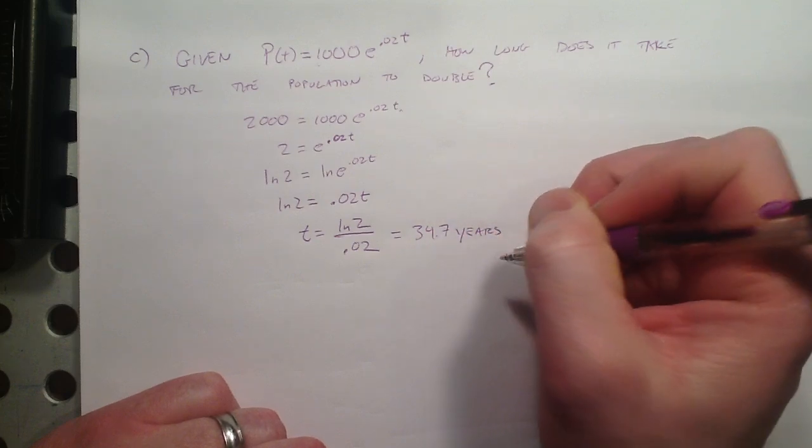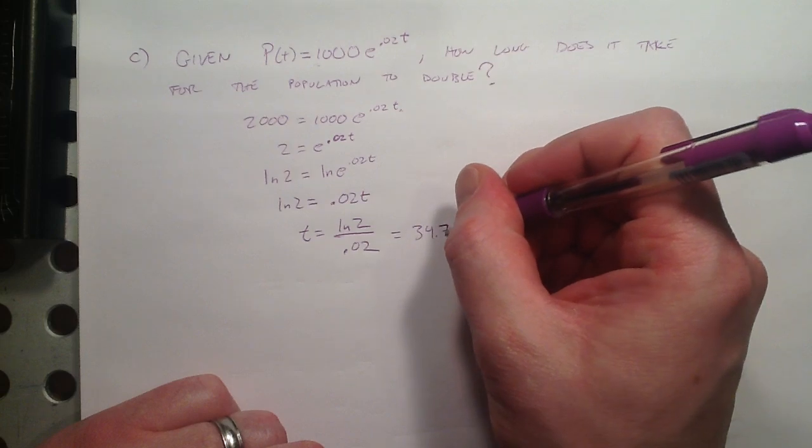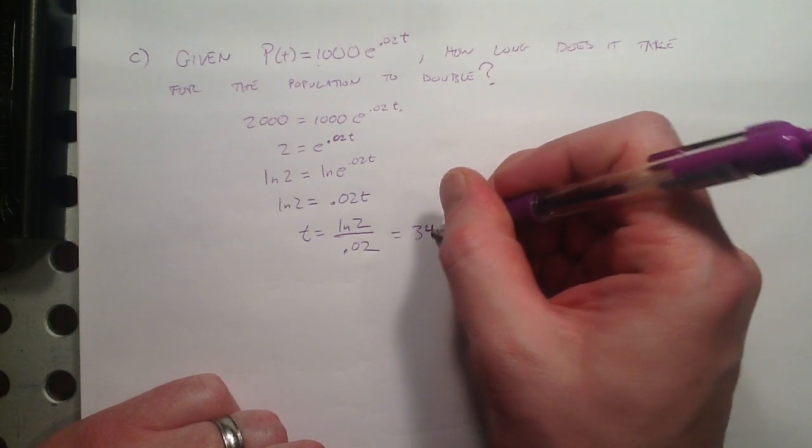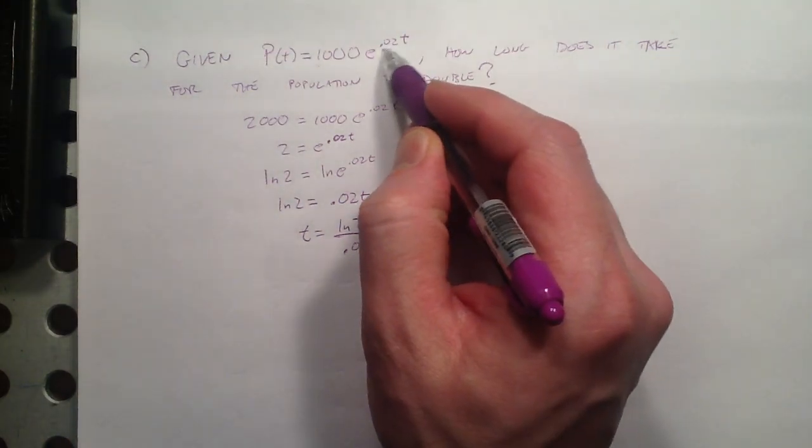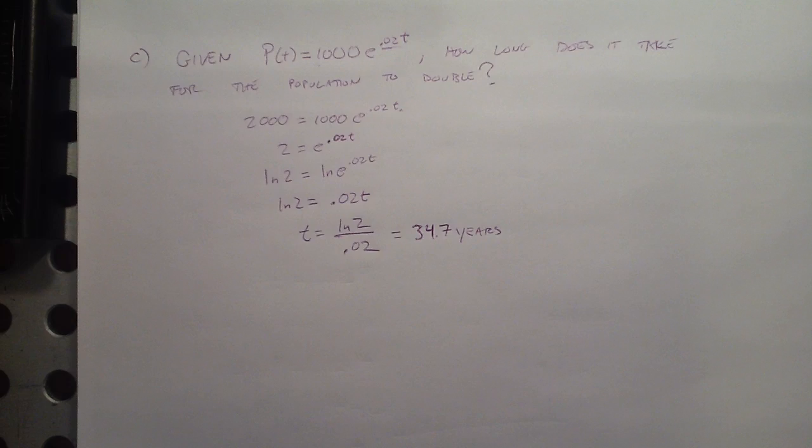You might say, hey, that's a long time. Well, I mean, populations don't just go around doubling every day now, do they? It should take a long time. And this 0.02 is like a 2% population growth.